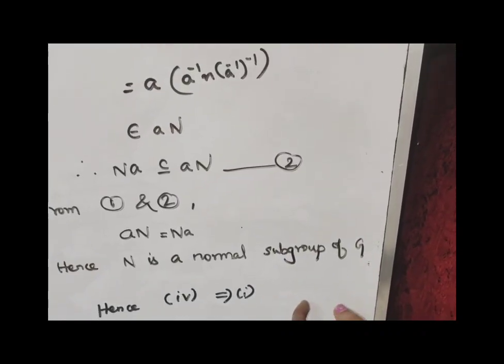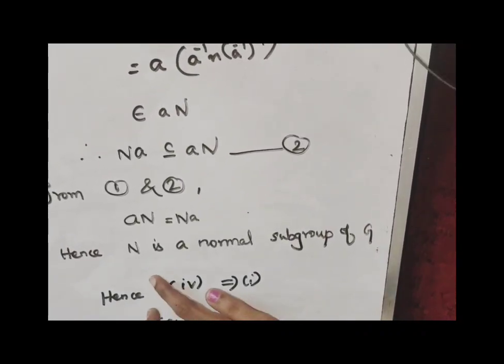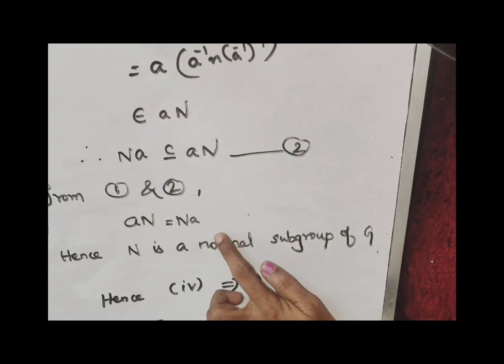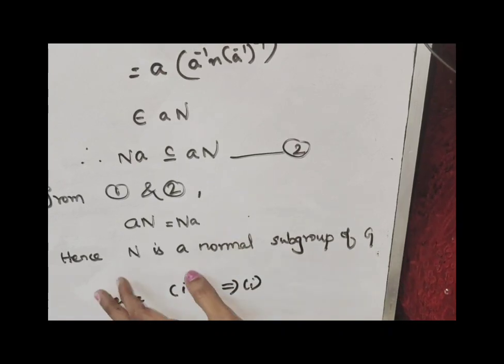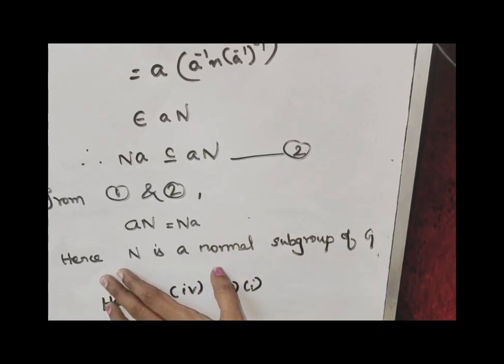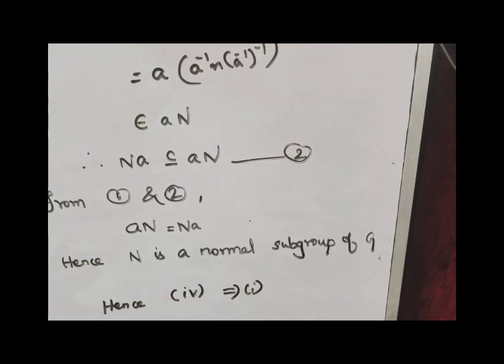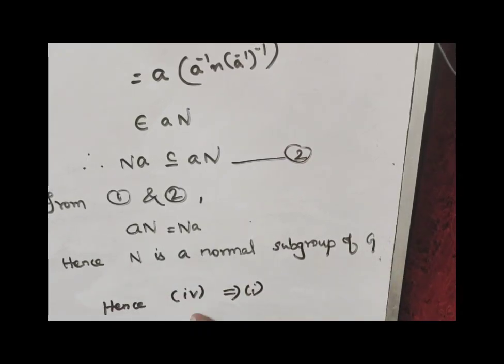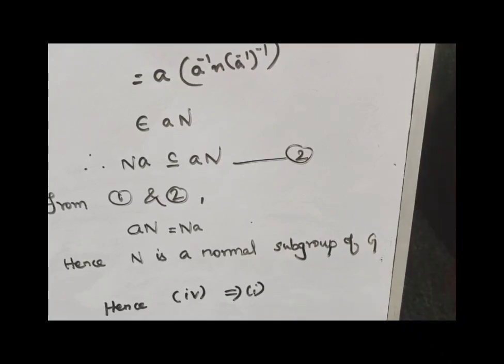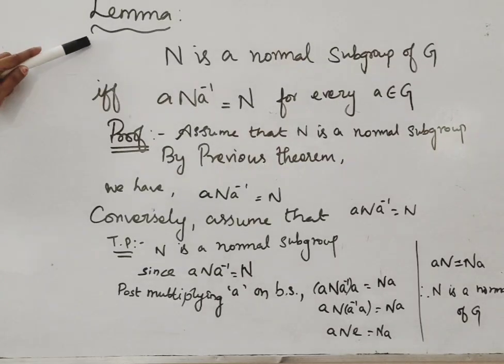From equation 1 and 2, we are getting that the left coset is equal to the right coset. By the definition, hence N is a normal subgroup of G. Therefore, we are proving that the fourth condition implies the first condition. That means you have proved all the cases: 1 implies 2, 2 implies 3, 3 implies 4 and 4 implies 1. Hence the 4 conditions are equivalent. Hence the theorem. Now we are going to see the next lemma.